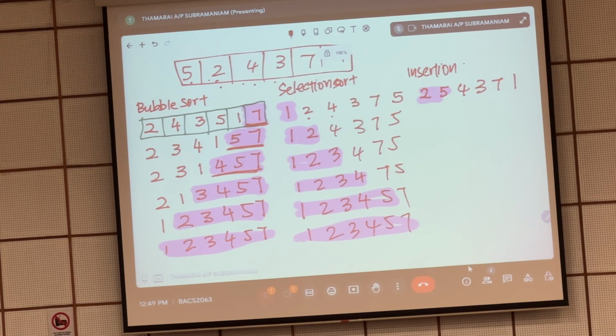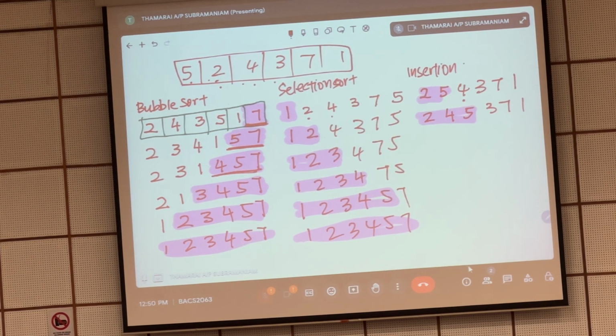Alright, we're going to take a look at 4. So we have to insert it in the correct position. 2, 4, and 5. 3, 7, 1. So we insert it into the correct position.